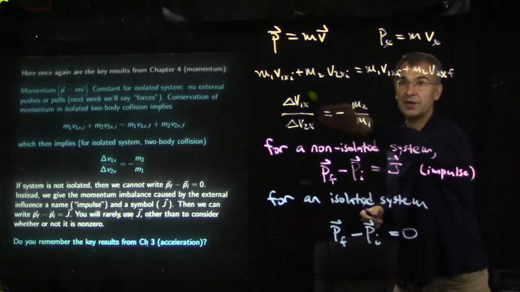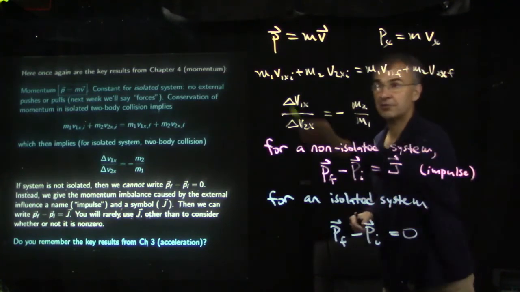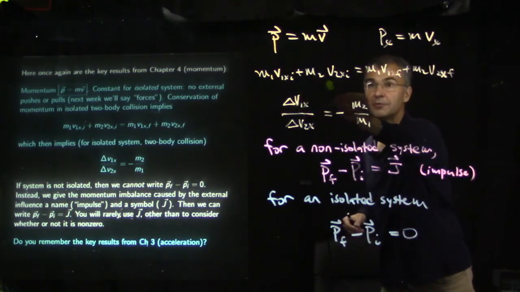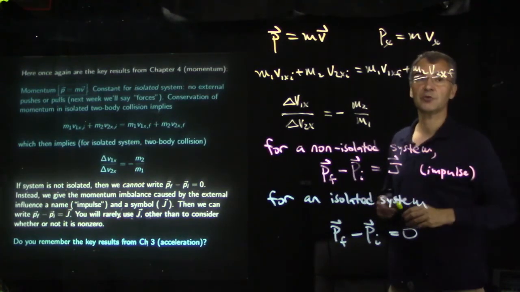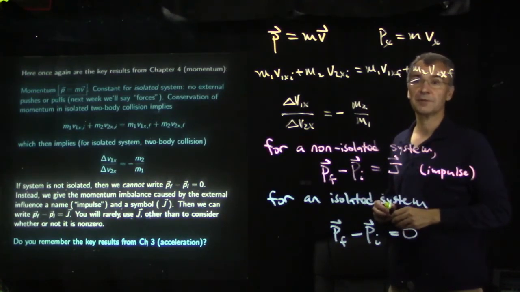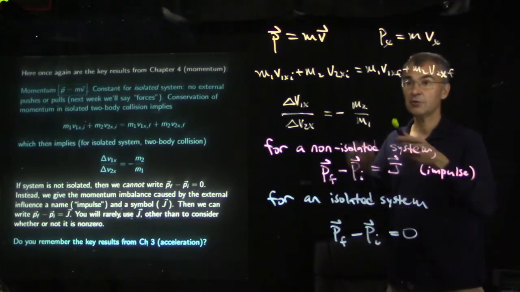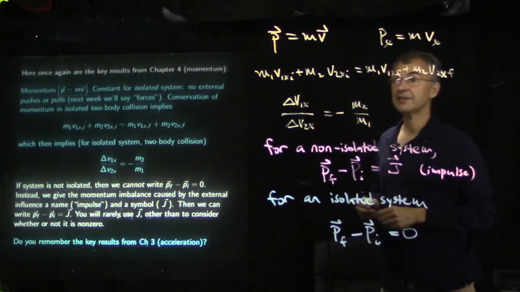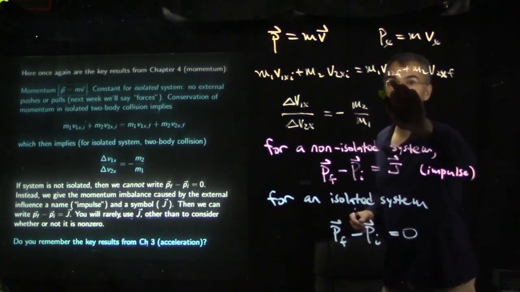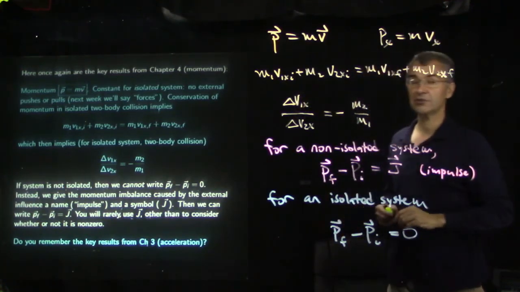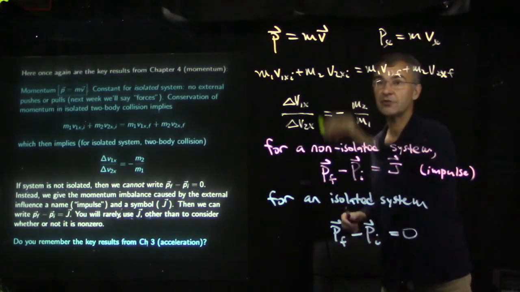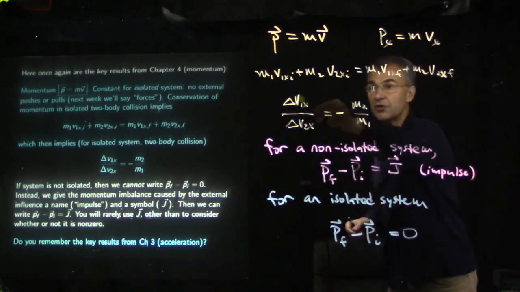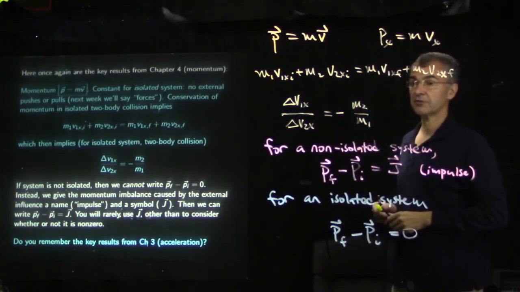You'll write down this equation probably half a dozen times. M1 V1x initial plus M2 V2x initial equals M1 V1x final plus M2 V2x final. If you define delta V1x to be V1x final minus V1x initial, and you define delta V2x to be V2x final minus V2x initial, and you solve for delta V1x over delta V2x, you get minus M2 over M1.